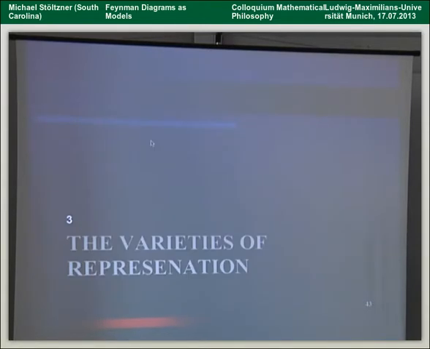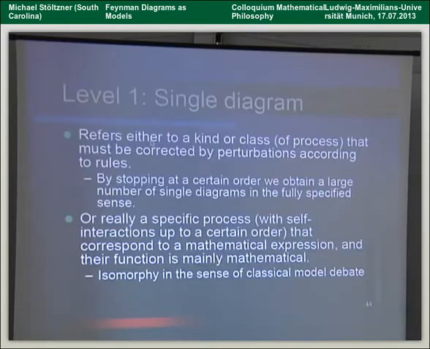However, the representation is fishy, and that's my final point. Okay, if you have a single diagram, it can be two things. It can be either, as all our CERN friends did, a kind or class of processes that must be corrected by perturbations according to rules, right? They usually write simply the lowest order, and then you can add a lot of other stuff. And you say, well, I'm sort of ending at some point. And that depends how exactly I want to know it and, even more so, how far I can calculate it.